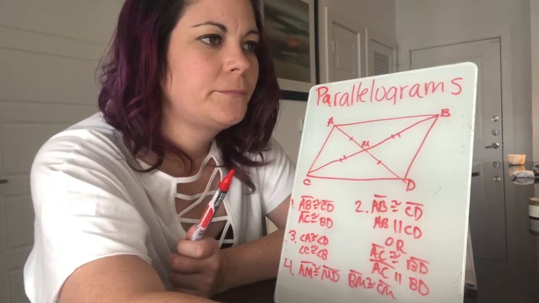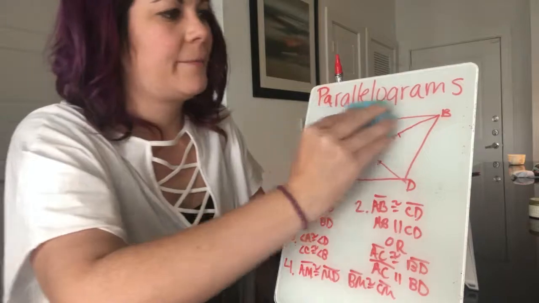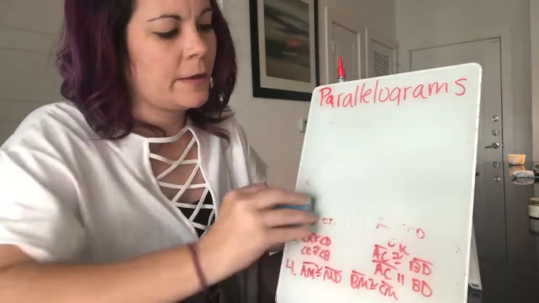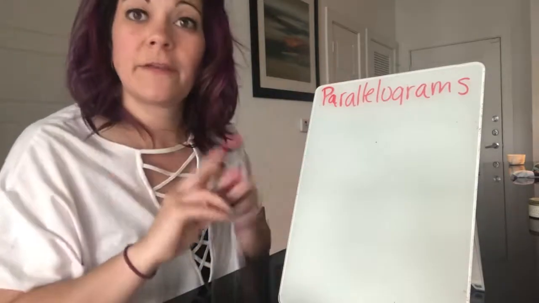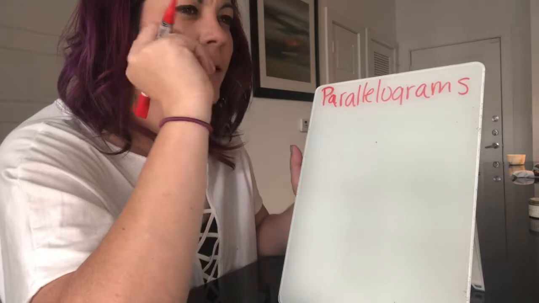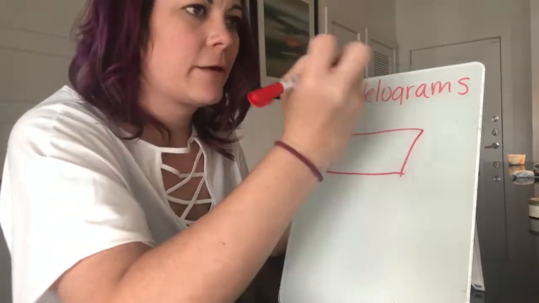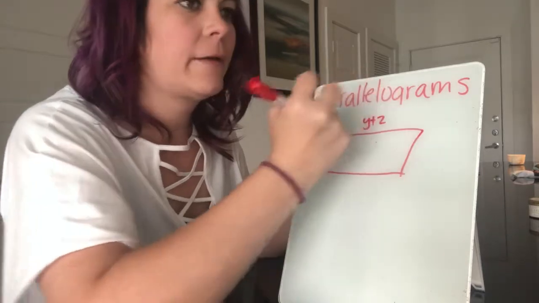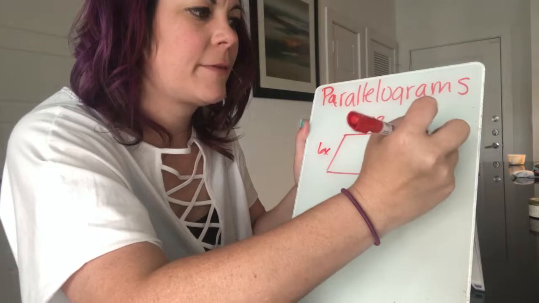So, here's some examples of what you might see for a parallelogram, and we're going to use either the theorems or the definitions to solve. So, find the values of x and y. I'm telling you that this is a parallelogram, so all properties, all theorems, everything apply.